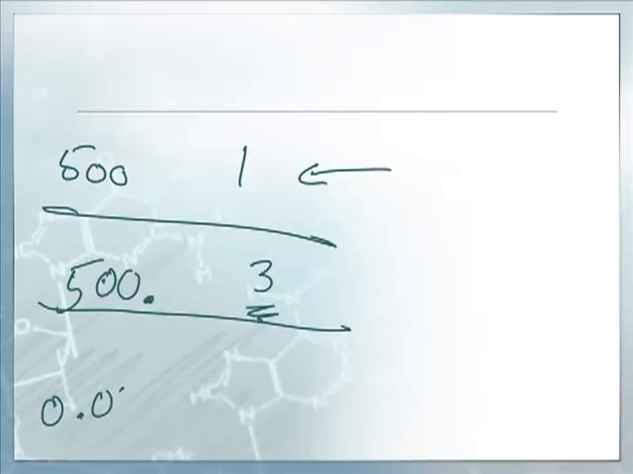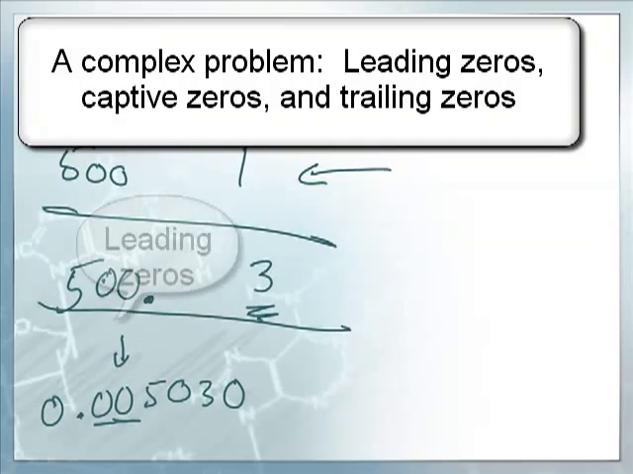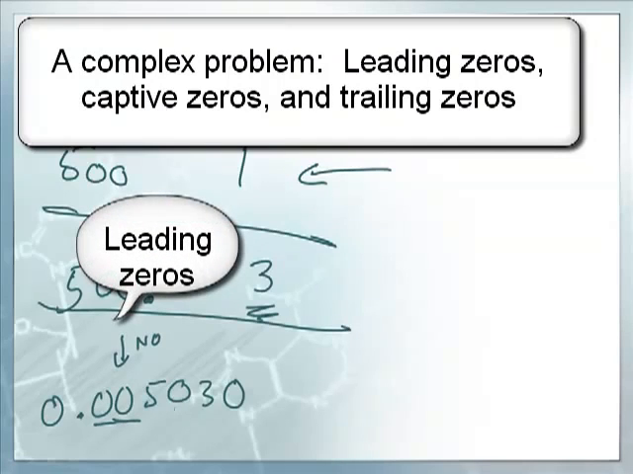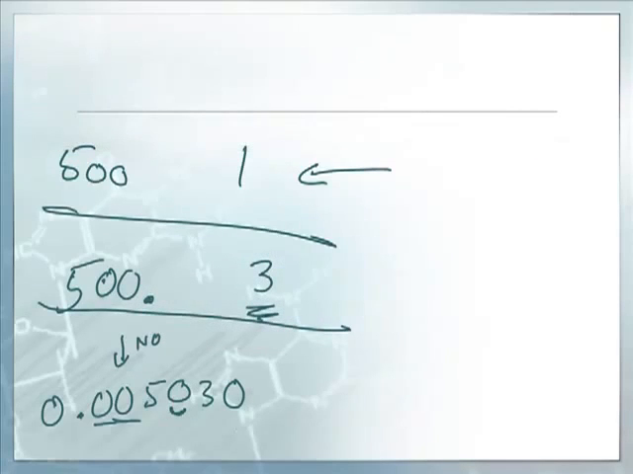Okay, what about 0.005030? Oh boy. So we have leading zeros, captive zeros, trailing zeros, and a decimal. All right. Leading zeros are never significant, so we can rule those out. Now, the captive zero is always significant. So the 503 we know for sure. The one in question is the 0 at the end.